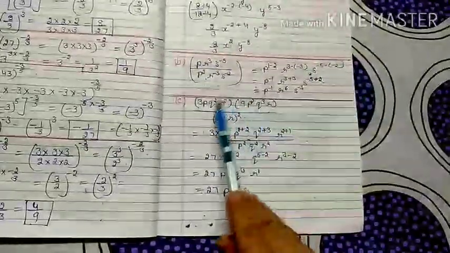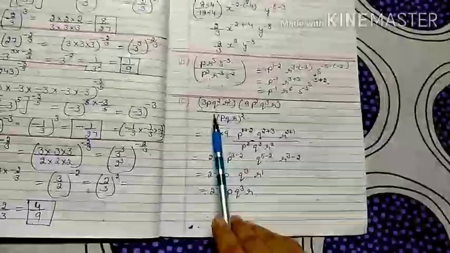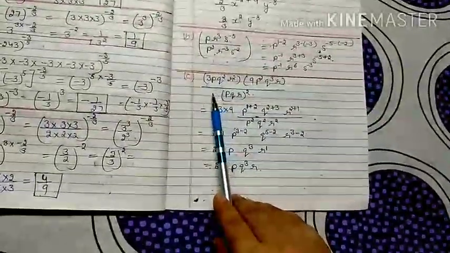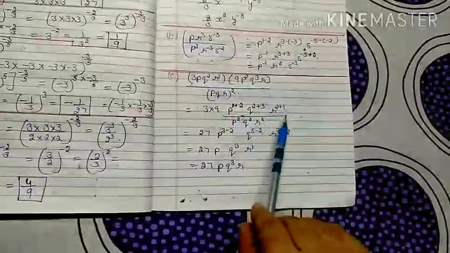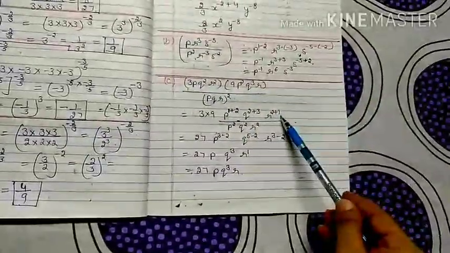For p, 1 plus 2, because when the same bases are multiplied, the bases are not multiplied, only the powers are added. You write the base once and add the powers. 1 plus 2 for p, 2 plus 3 for q, 2 plus 1 for r. That gives me 3, 5 and 3.